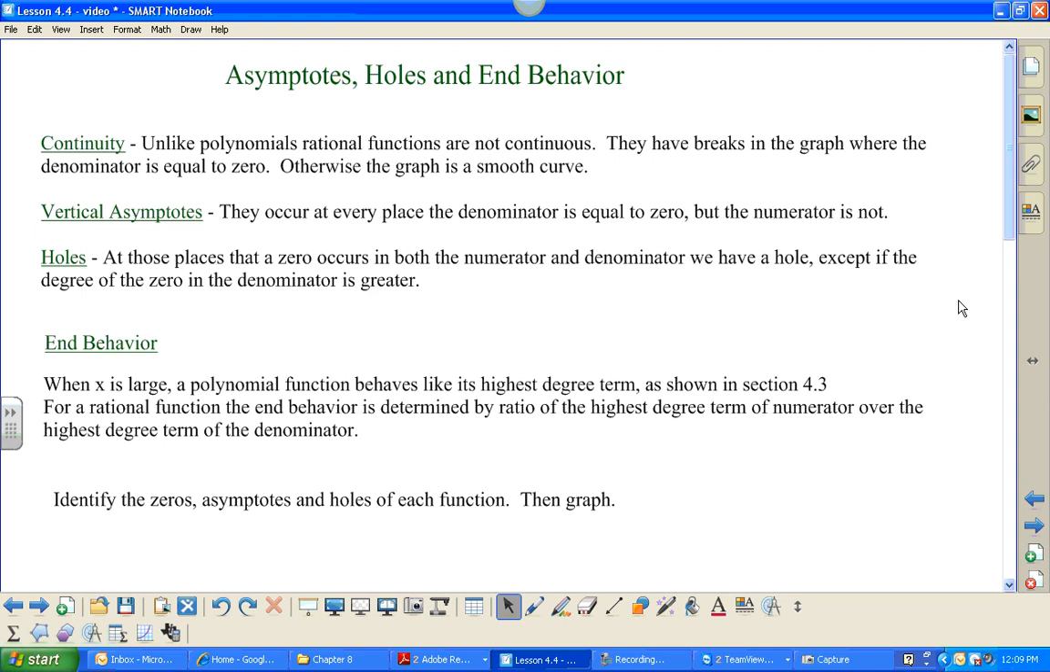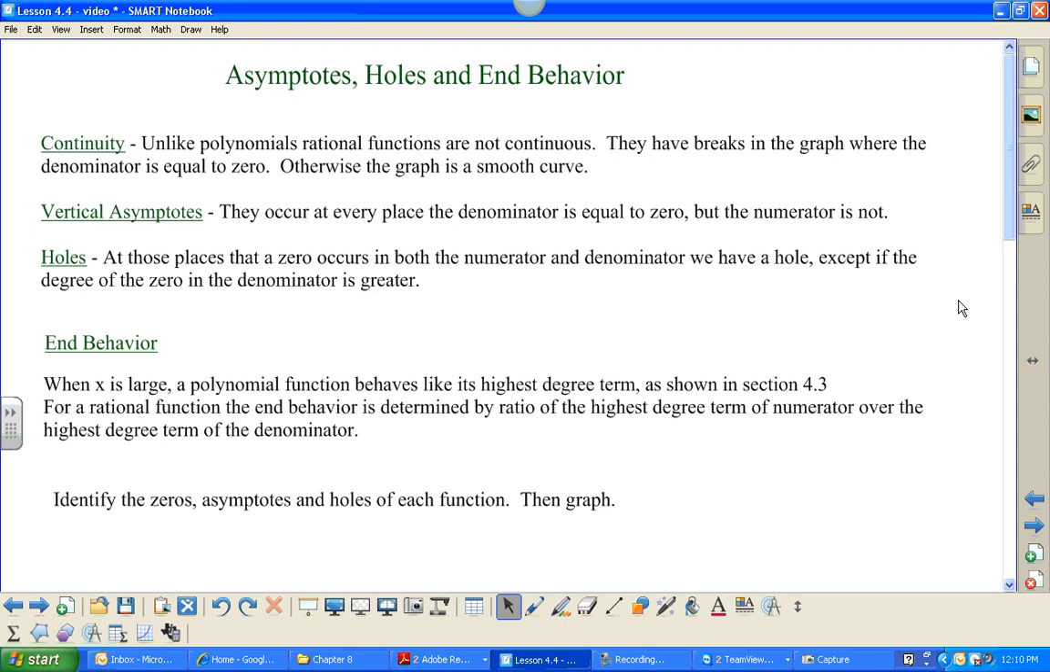For end behavior, we look at when x is large. The polynomial function behaves like its highest degree term, as shown in section 4.3. For a rational function, the end behavior is determined by the ratio of the highest degree term of the numerator over the highest degree term of the denominator. And we're going to take a look at that.